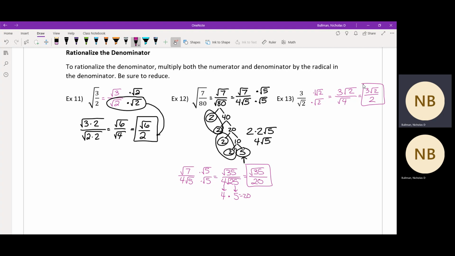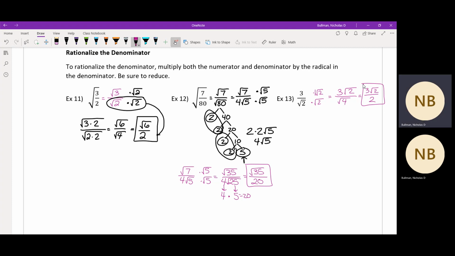When you're squaring a number, remember you're multiplying by itself. So you can just rewrite it as the number multiplying by itself. And then when you need to rationalize a denominator, remember when you have a fraction, you cannot have a square root in the denominator. So you have to multiply top and bottom by that square root that's in the denominator so that the square root will go away in the denominator.